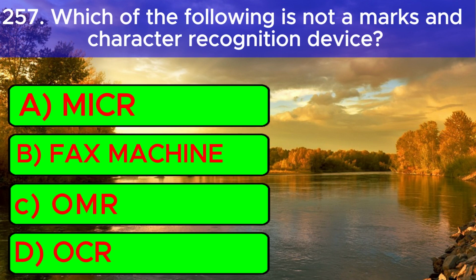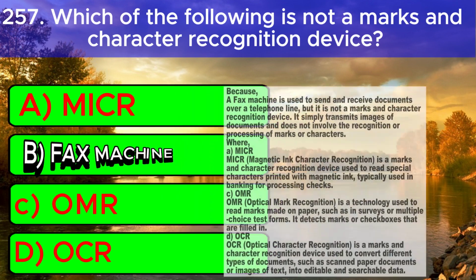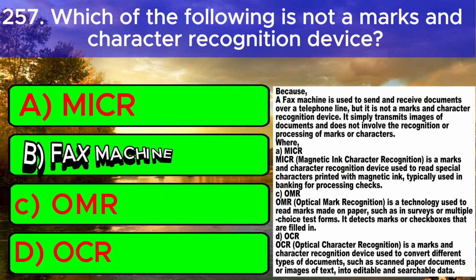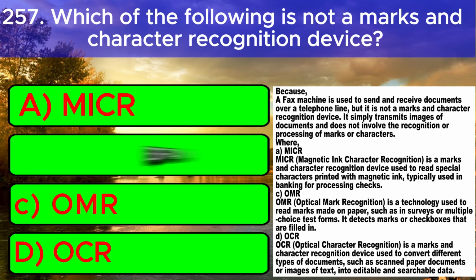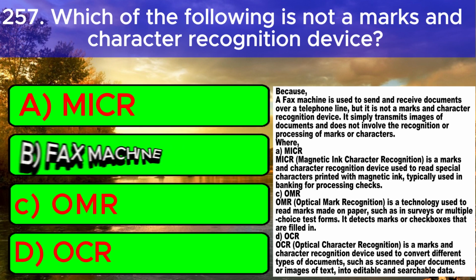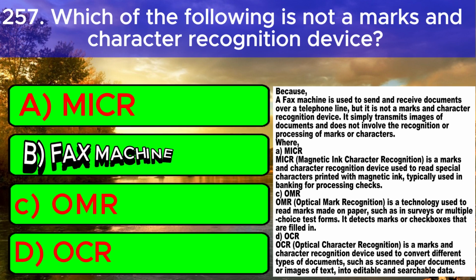And the correct answer is B. Fax machine, because a fax machine is used to send and receive documents over a telephone line, but it is not a marks and character recognition device. It simply transmits images of documents and does not involve the recognition or processing of marks or characters.